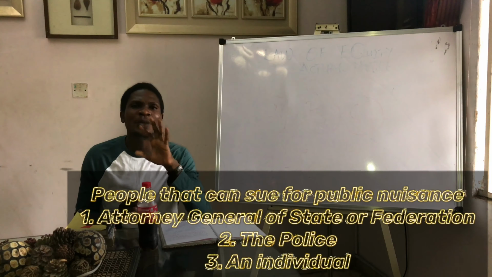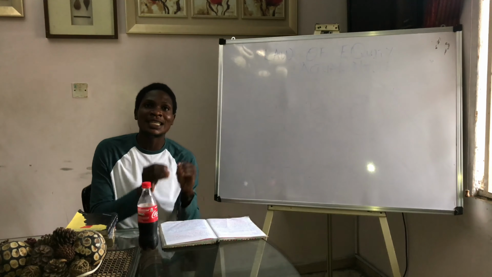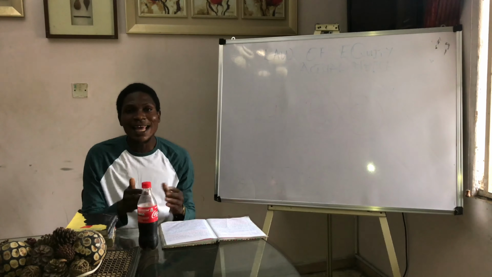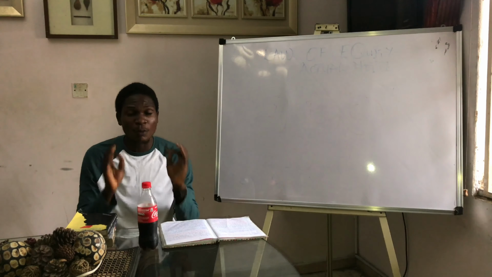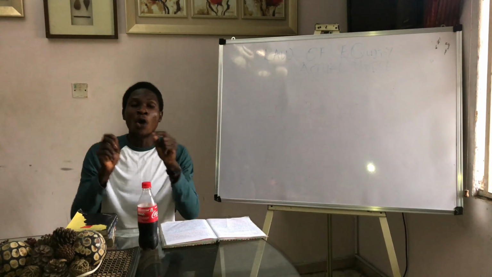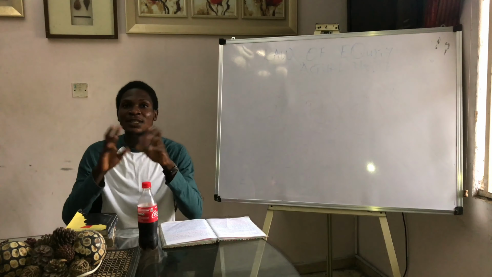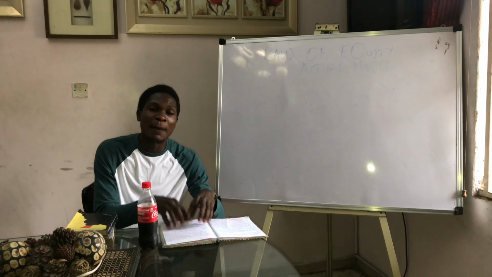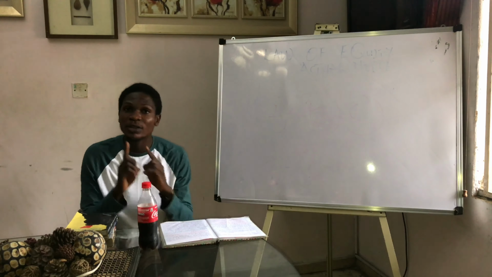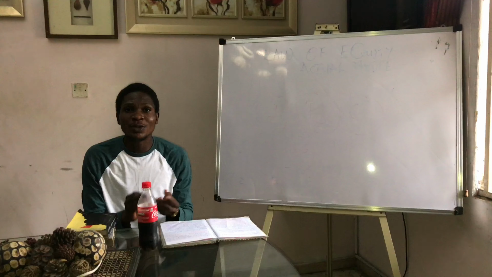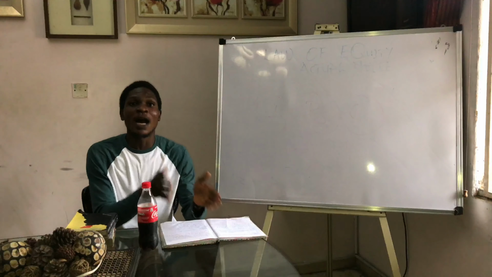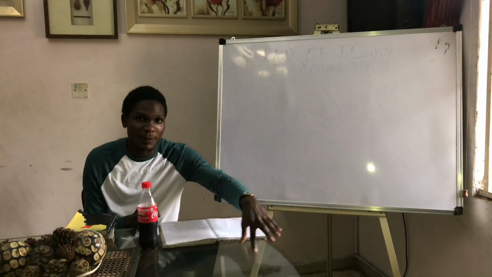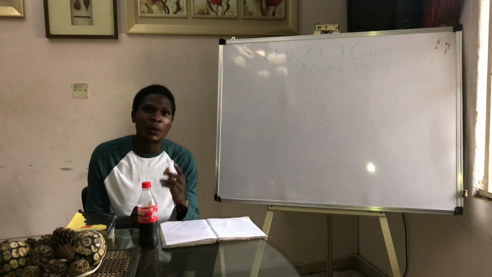Now let us start with the AG. Now the AG is the Attorney General. That's like either the Commissioner for Justice in the state, or the Minister for Justice in the Federation. So it's like the number one person when it comes to the ministry in that particular state or the Federation. So as regards public nuisance, the first person that you set your eyes on is the AG. That's the first person that can sue in an issue for public nuisance.